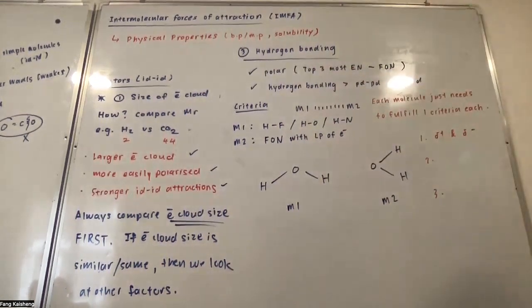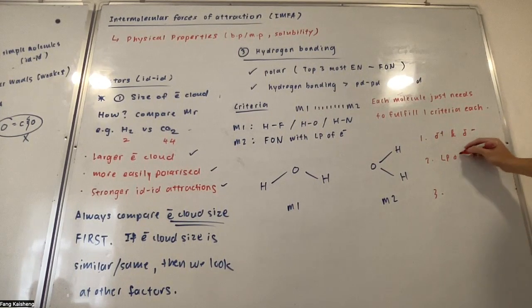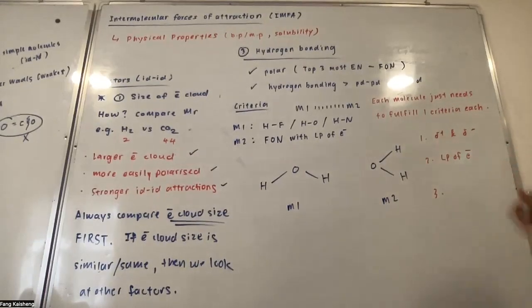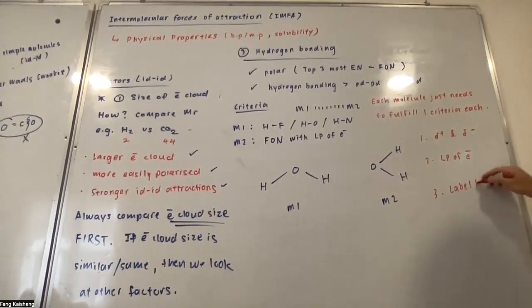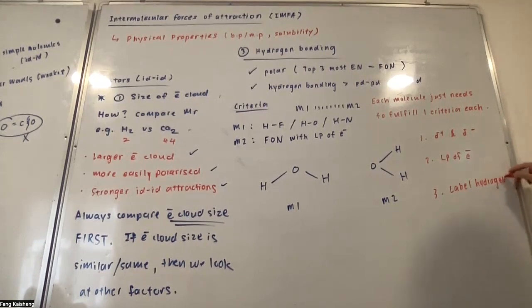because, guys, this is all about polar molecules. Polar molecules must have partial charges. Second criteria, I need to see the lone pair of electrons drawn very carefully. Basically, I need it to be drawn. The last one is very simple. Label the hydrogen bond. So follow me on this.